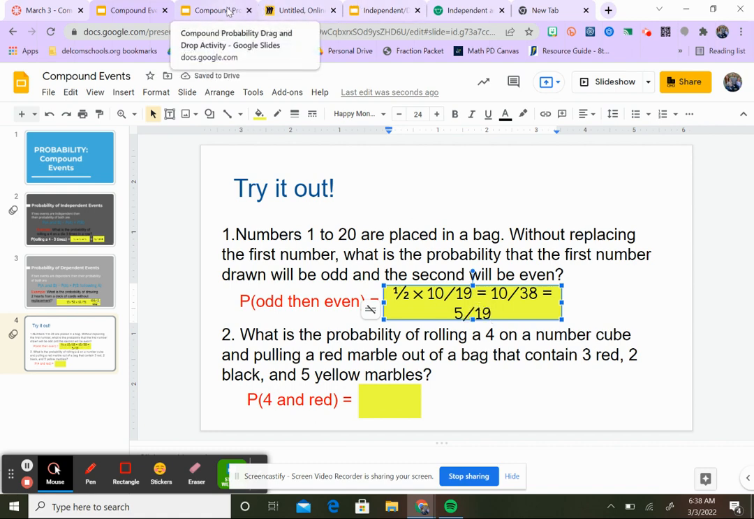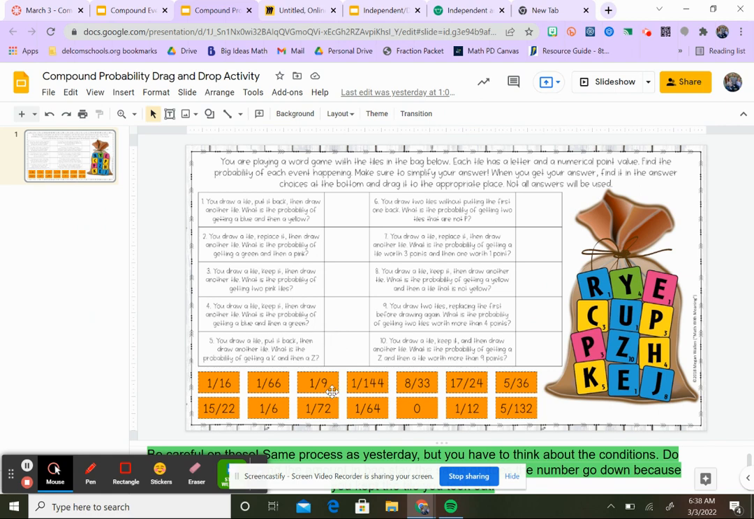So your assignment today is very similar to yesterday's process. You're only going to have 10 questions, and I'm going to do this first one with you. So you draw a tile, put it back, then draw another tile. That means I'm going to take one of these tiles out and I'm going to put it back when I'm done. So what's the probability of getting a blue one? Well, that is going to be 1, 2, 3, 4, 5 out of 12.